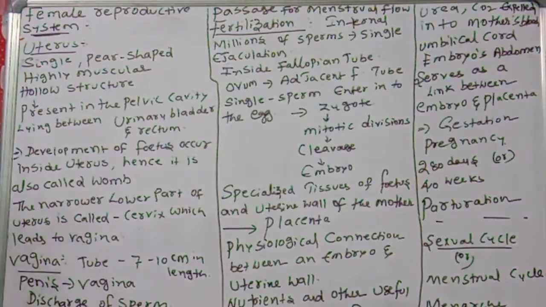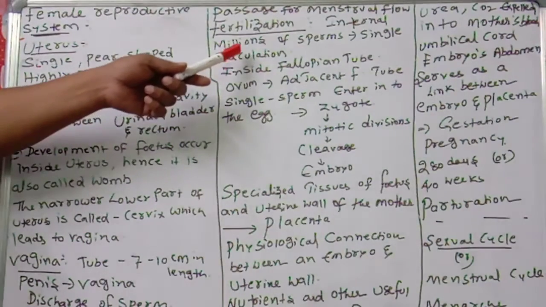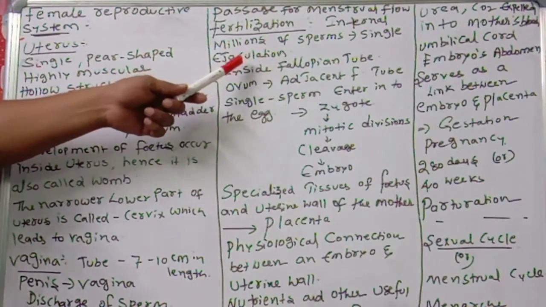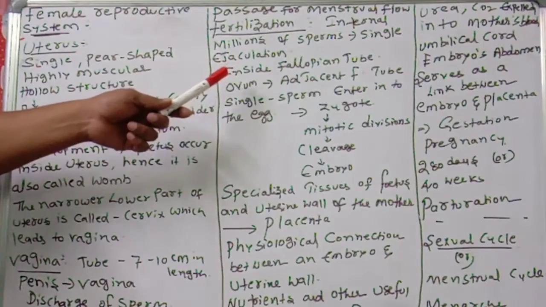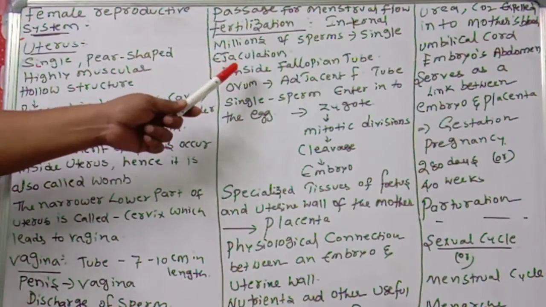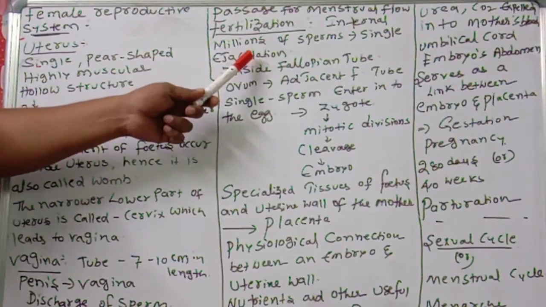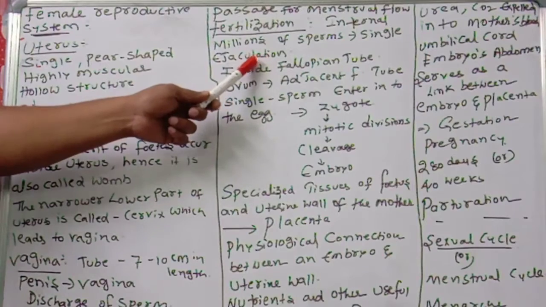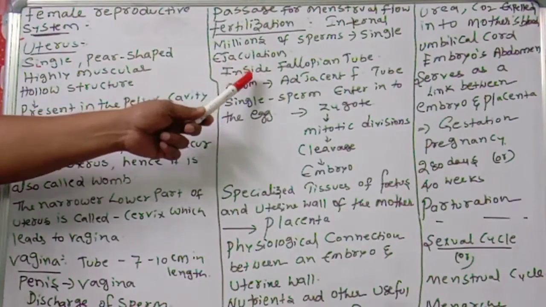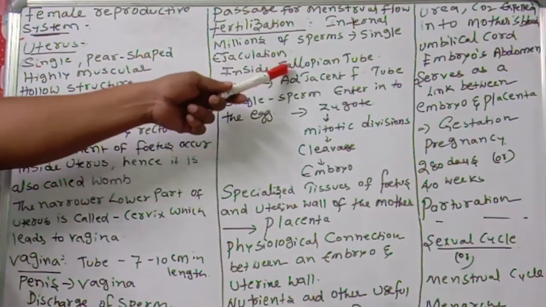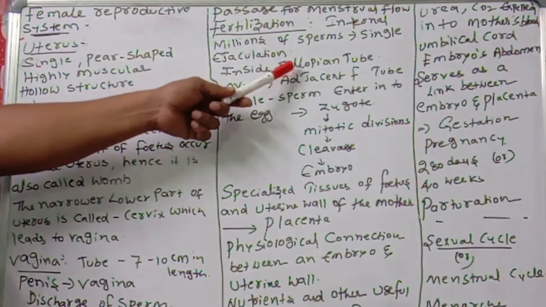The sperms produced in the testes of the male are transferred into the vagina of the female through the penis during intercourse. Millions of sperms are released during a single ejaculation. So where does fertilization take place? Fertilization takes place inside the fallopian tube.